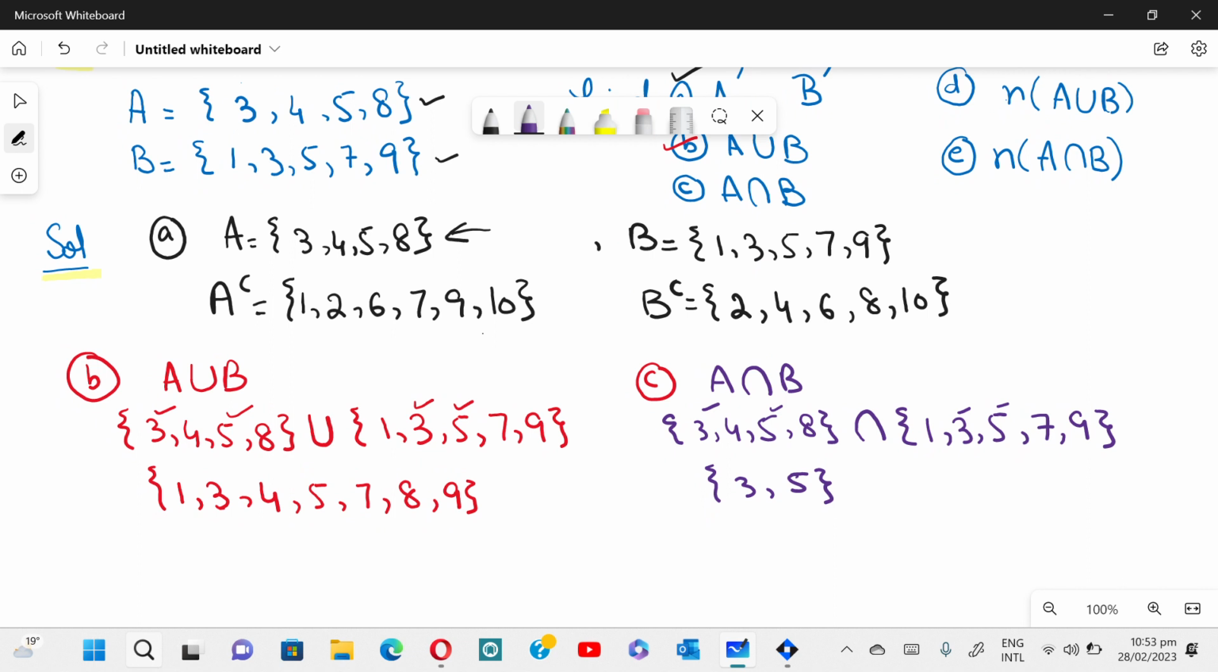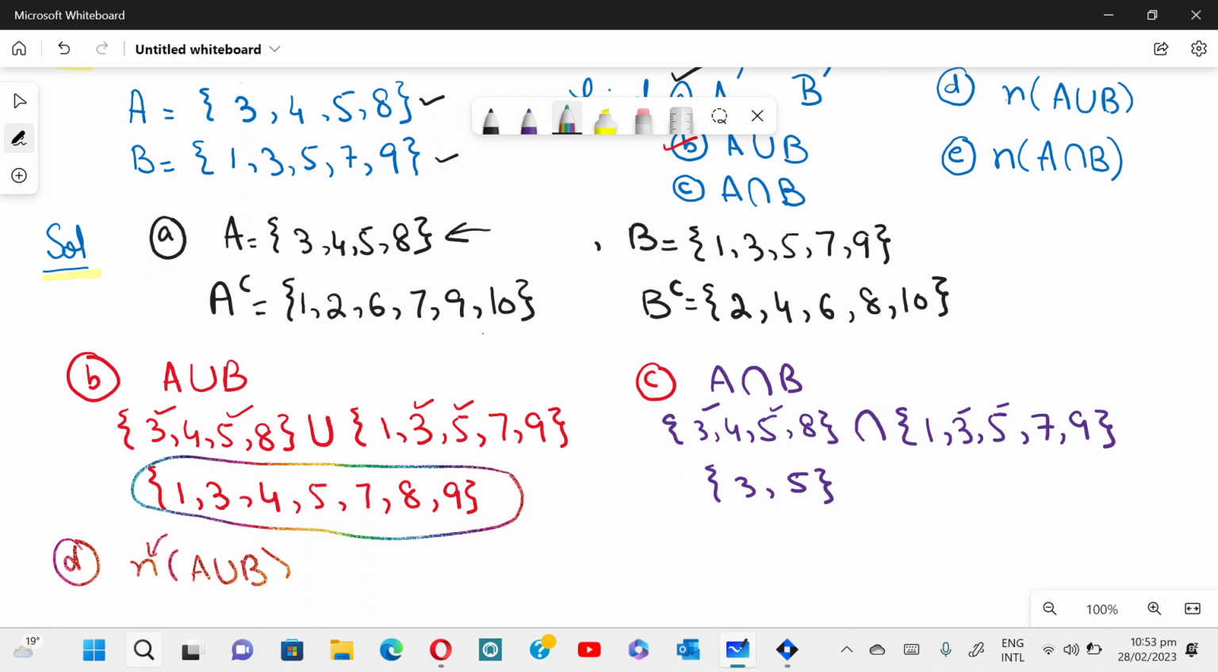Now let's talk about part D. Part D says that I have to find my n bracket A union B. Now what does this n mean actually? It says the number of elements. I have to find out how many elements there are in A union B. I can see my A union B is this set. So I have to count the numbers here. 1, 2, 3, 4, 5, 6, 7. I have 7 numbers. I can say the number of elements in A union B is 7.